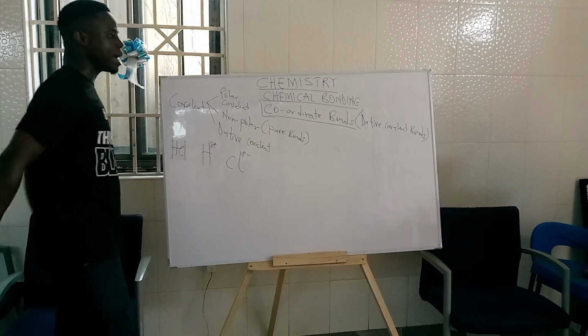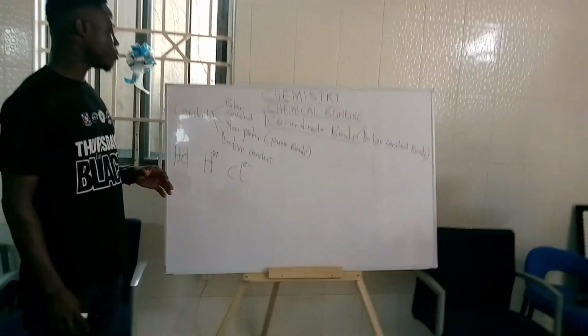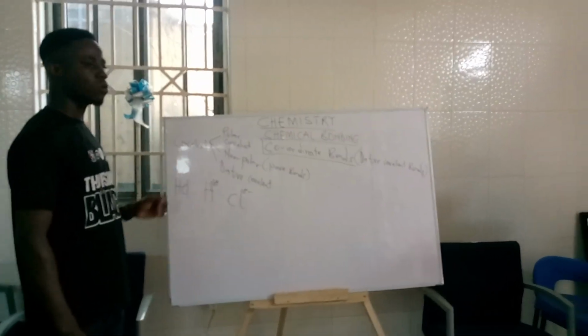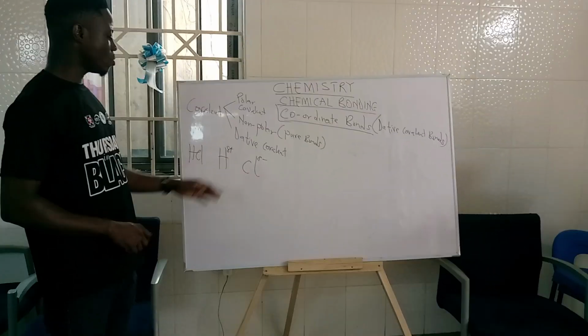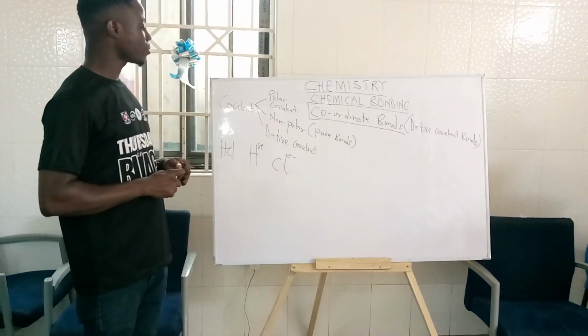So a situation whereby a sharing is done such that the sharing is unequal, we call that type of sharing or covalent bond a polar covalent bond. A simple or typical example of that is HCl.